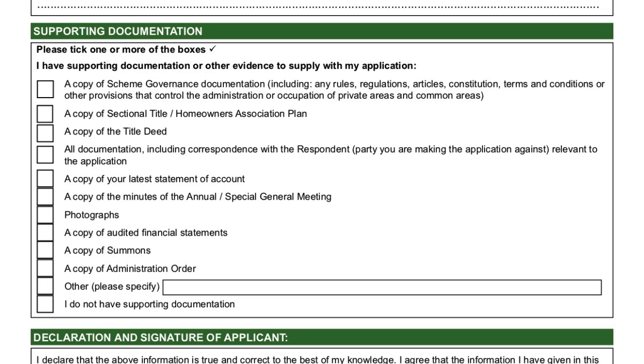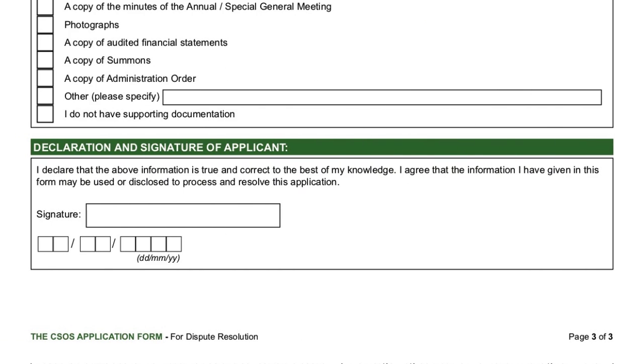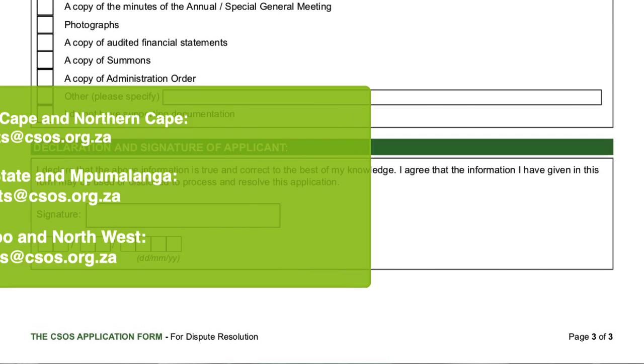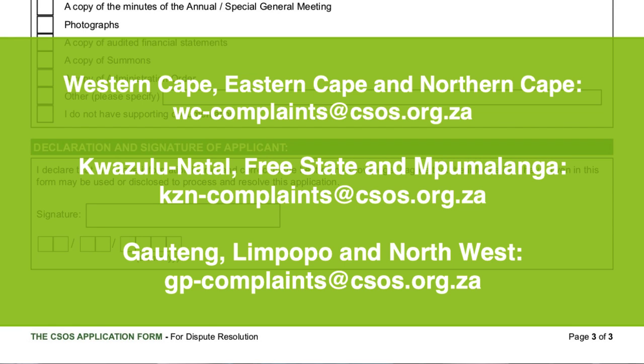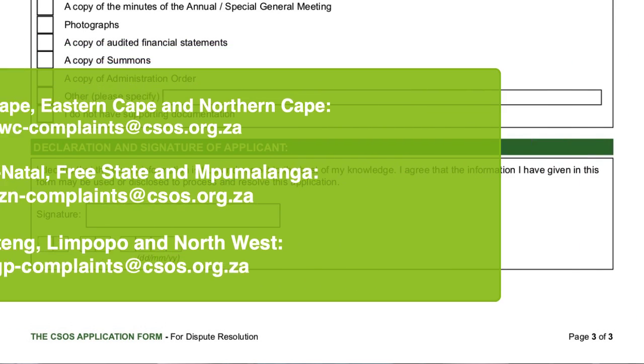An application for the recovery of arrear levy contributions should include all documentation, including correspondence, with the respondent relevant to the application, as well as a copy of the minutes of the annual general meeting at which the budget upon which the levy contributions are based was approved. Remember to include a copy of the respondent's latest statement of account as well. Once you have done so, date and sign the document at the bottom of page 3 and email it together with the supporting documentation to your local CSOS branch, whether it be the one in Cape Town, KwaZulu-Natal or Gauteng.